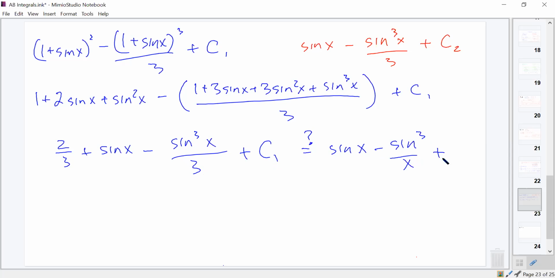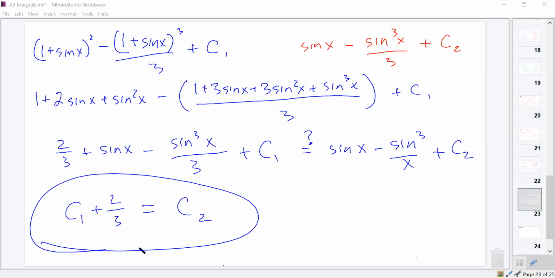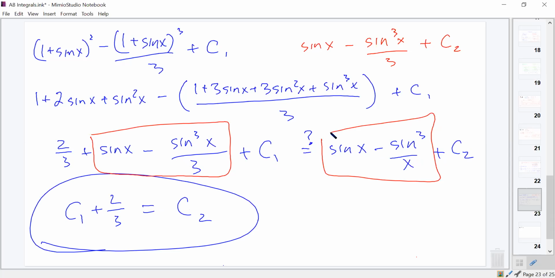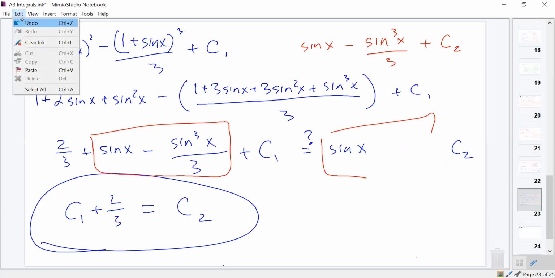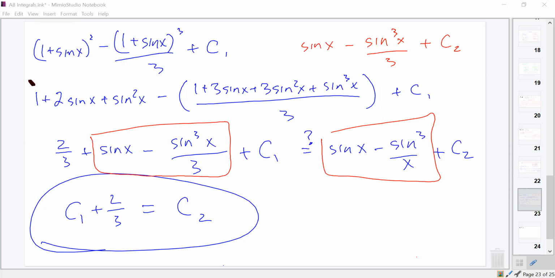We should note then, what's the difference between these? Constant 1 plus 2/3 has to equal constant 2. So they only differ by the constant. They still have the same sine x minus sine cubed x over 3. I don't know why I wrote an x there. Oh, that was unfortunate. They both have that sine x minus sine cubed x over 3 term, and then the constants are just off by a bit.